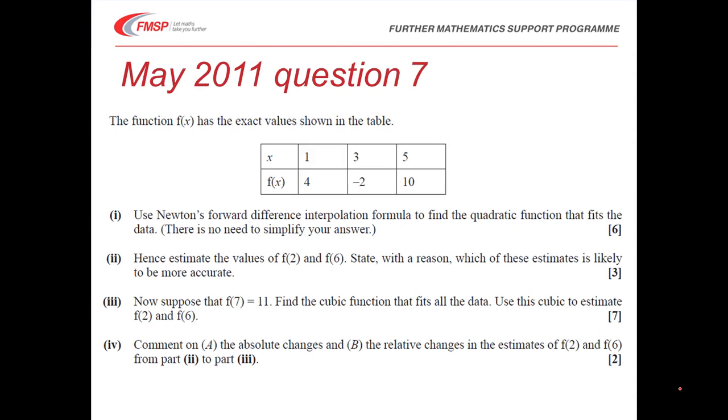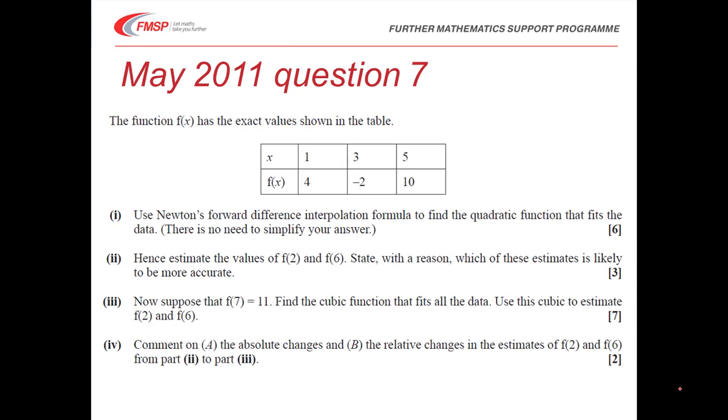Now this really is the final question, but it's much longer. So I've done the last of the section A questions, and this is what happens if you get a section B question. So we've got a section B question that's going to ask us to use Newton's forward difference interpolation formula. The x values go up by 2. And it wants us to find a quadratic that fits the data. Notice again it says there's no need to simplify your answer, so 6 marks without having to simplify it.